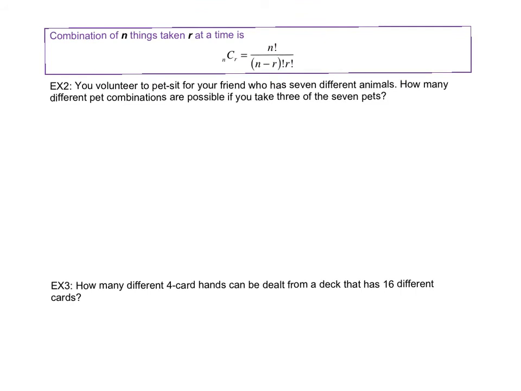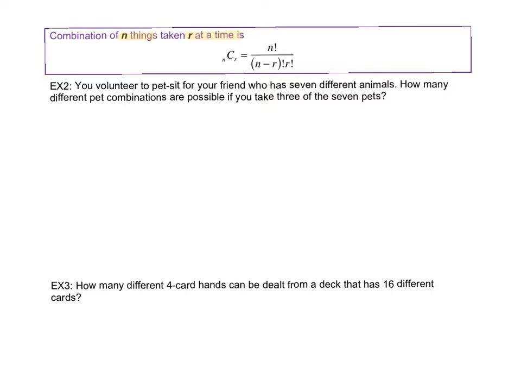Now in the box we will have our combination formula, where out of the n things you're choosing r at a time. So it's the formula we just came up with. Let's go ahead and use that formula. Example 2. You volunteered to pet sit for your friend who has 7 different animals. How many different pet combinations are possible if you take 3 of the 7 pets at a time?